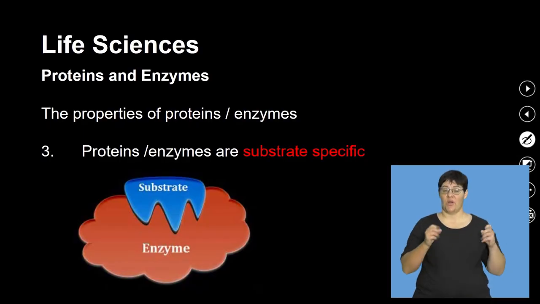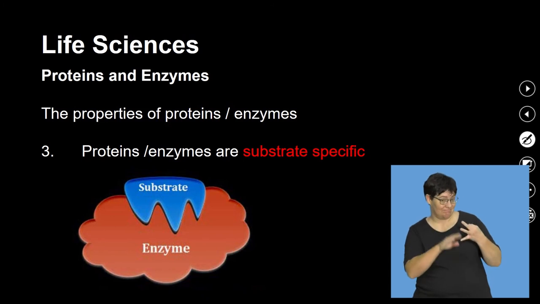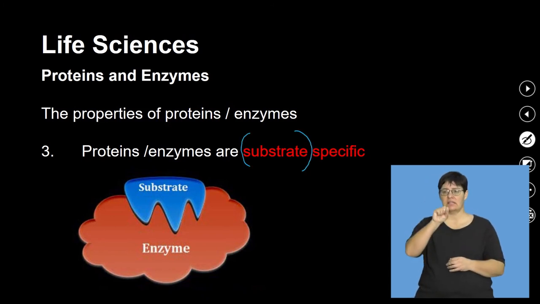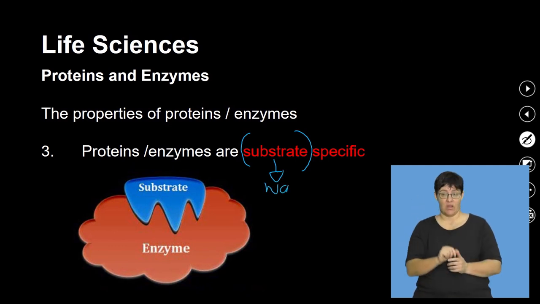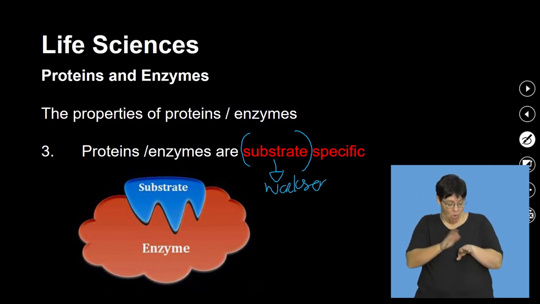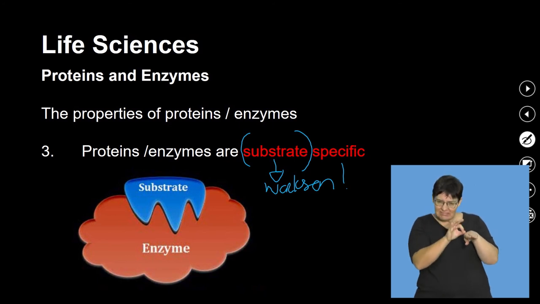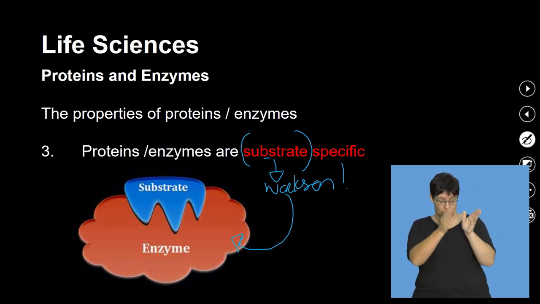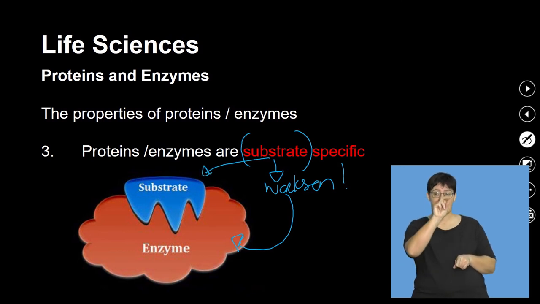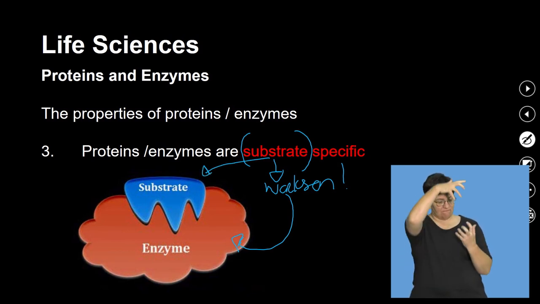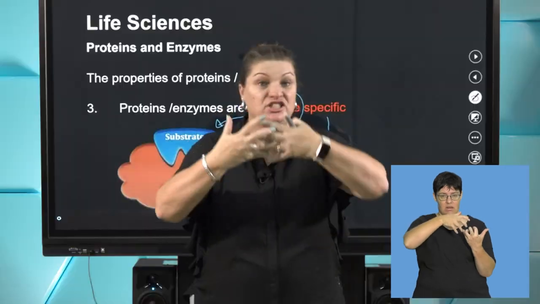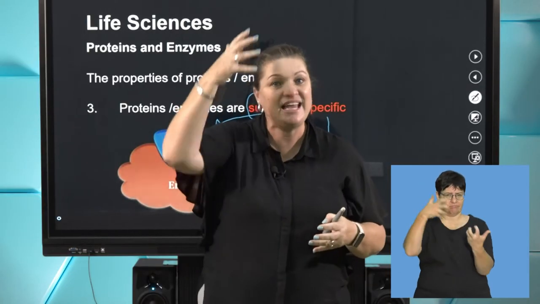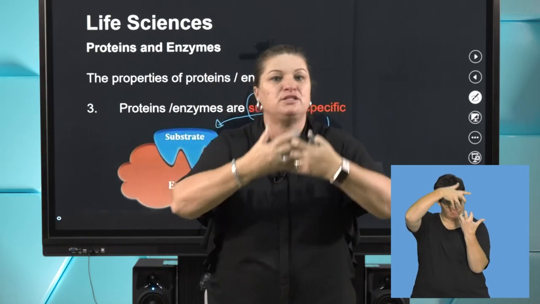Okay, guys, the last property is this concept of being substrate specific. Remember, this is what an enzyme works on. And so it must be a particular shape. If you have a look here, an enzyme has a particular shape, and the substrate has a particular shape, so they lock together. I can't just mix and match any shapes together. So an enzyme will go with its partner.